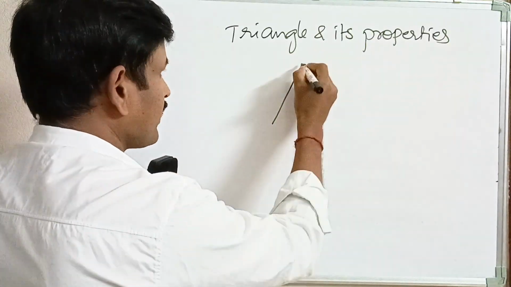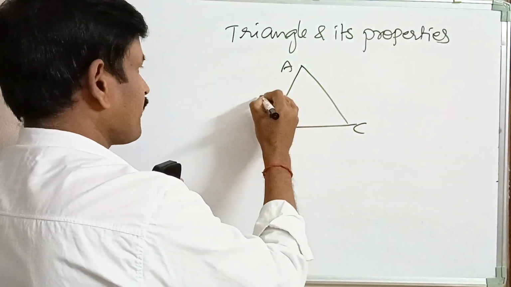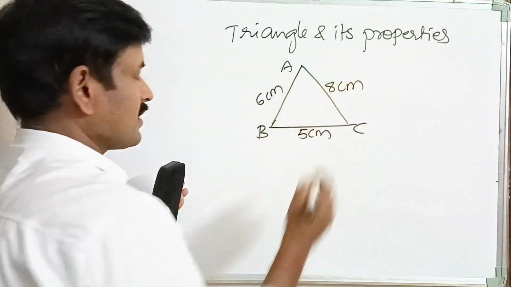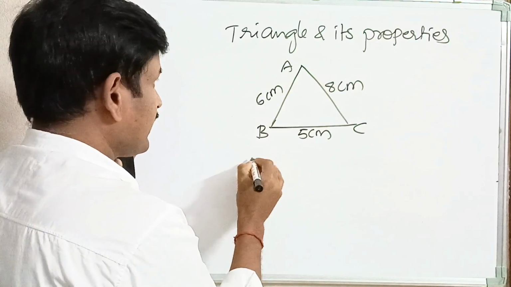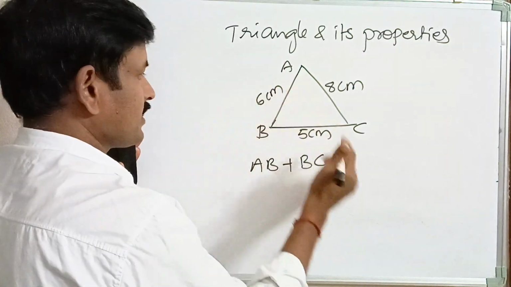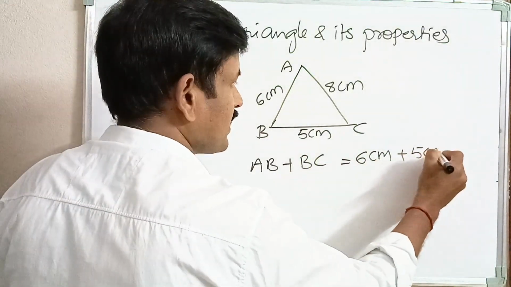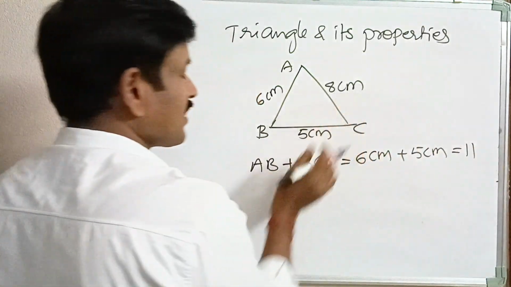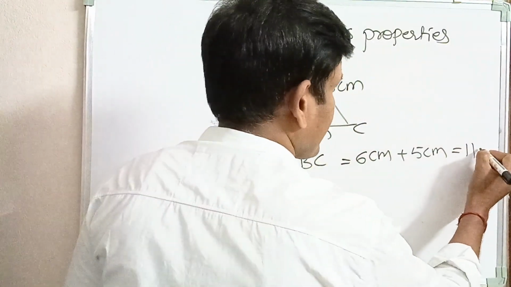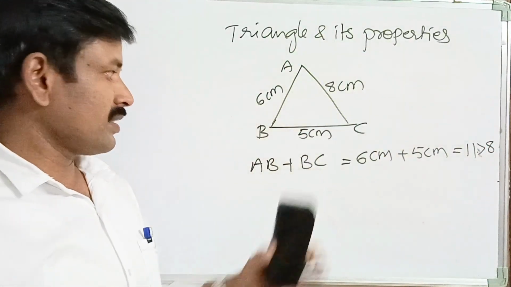Observe this triangle. In triangle ABC, the length of AB is 6 centimeters, BC is 5 centimeters, and AC is 8 centimeters. Next, add any two sides of a triangle. AB plus BC is 6 centimeters plus 5 centimeters. 6 plus 5 is 11, which is greater than the length of the third side AC, that is 8 centimeters.